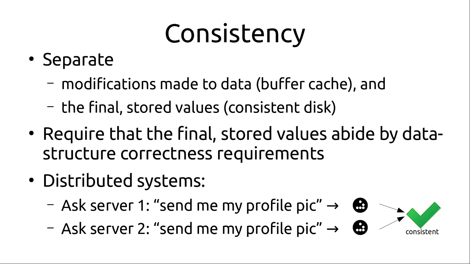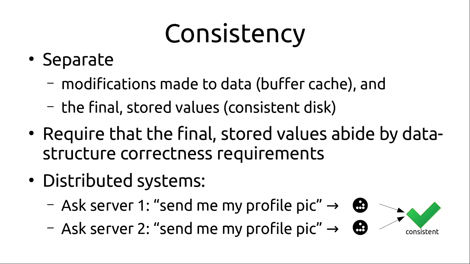And consistency usually has this problem. You have some operations where you might have some inconsistencies if they were made directly. So you need to decide when to make them or how to make them so that the actual backing data structure when accessed is consistent. So this effectively means that we require that the final stored values, in this case out on disk, abide by the data structure correctness requirements, i.e. it is consistent. In distributed systems, we have exactly the same problem.